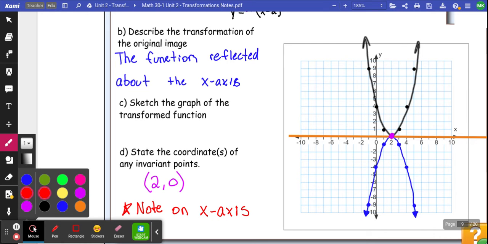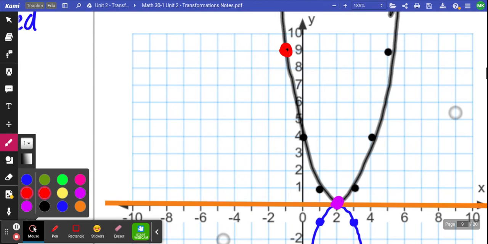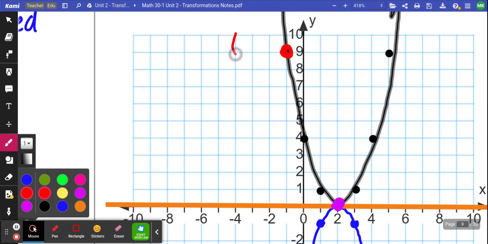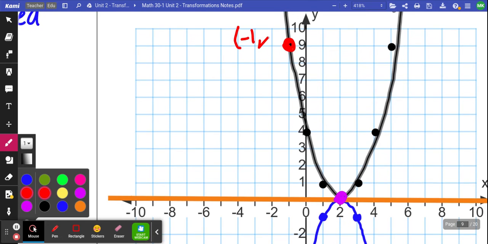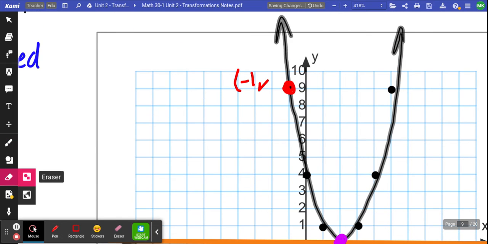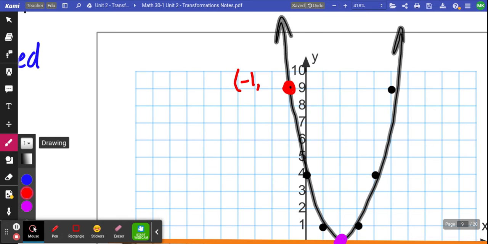I do want to make one more note of what's happened here. Visually, obviously, it reflected. Mathematically, what I just did was I took points, like this one up here. That point was at -1, +9. My computer is struggling. -1, +9. There we go.